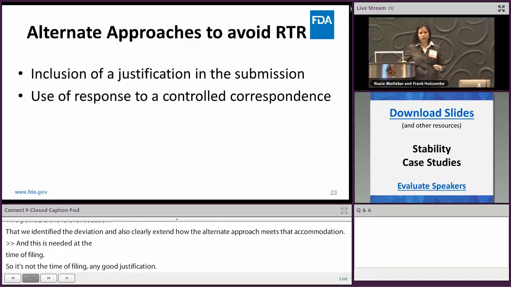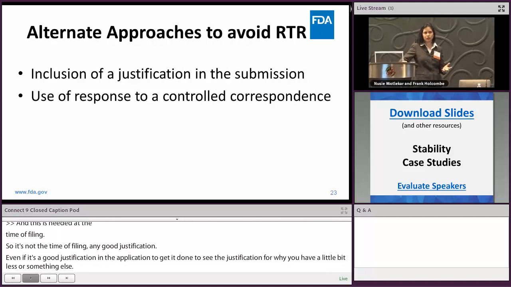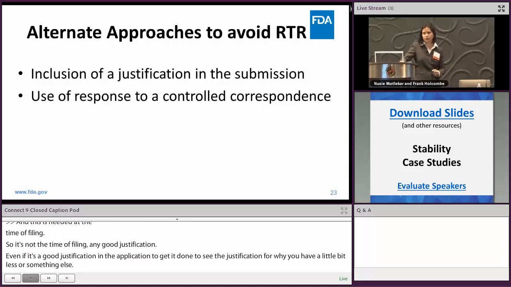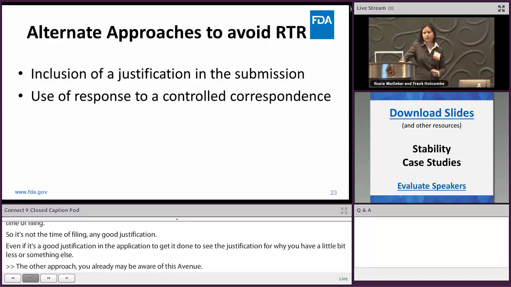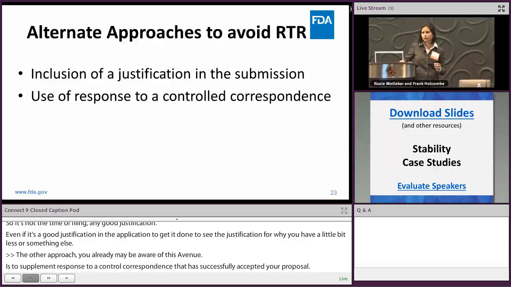The other approach, you may already be aware of this avenue, is to submit a response to a control correspondence that has successfully accepted your proposal for an alternate methodology. I want to mention that this route of using a response to a controlled correspondence should only be used if you have a very sound rationale for deviating from the recommendations and the guidance.